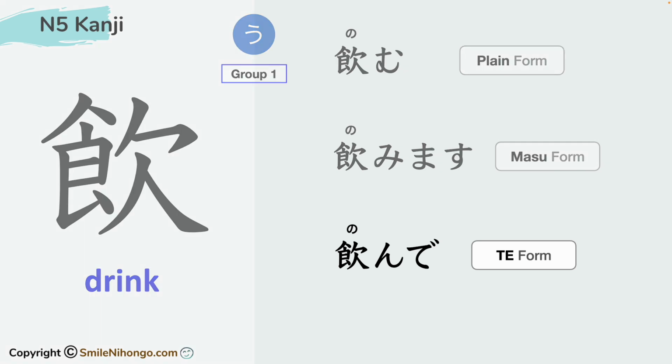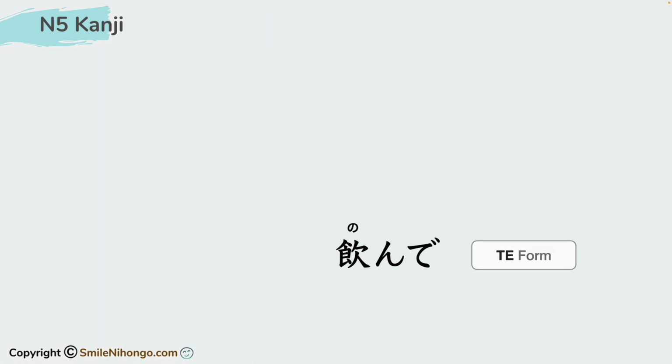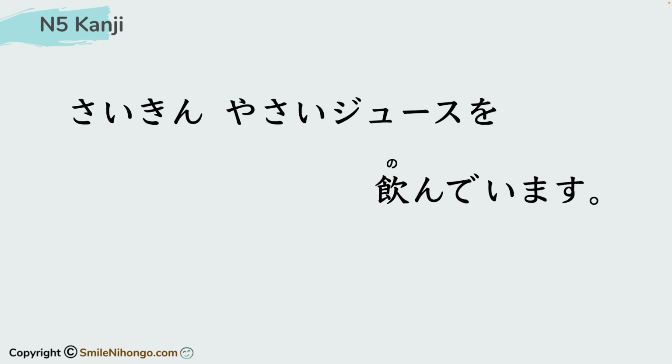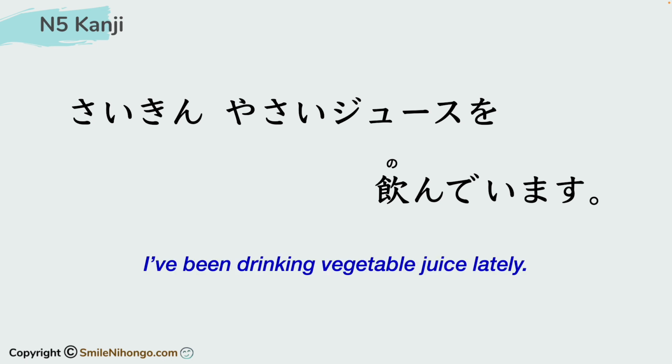Here's an example sentence using its て form. 意味がわかりますか？Do you understand the meaning? 最近、野菜ジュースを飲んでいます。そうですね。The sentence means, I have been drinking vegetable juice lately. 最近野菜ジュースを飲んでいます。By the way, I'm also using only the N5 level grammar in these example sentences. So I hope you can figure out what each sentence means once you know how to read the kanji parts.